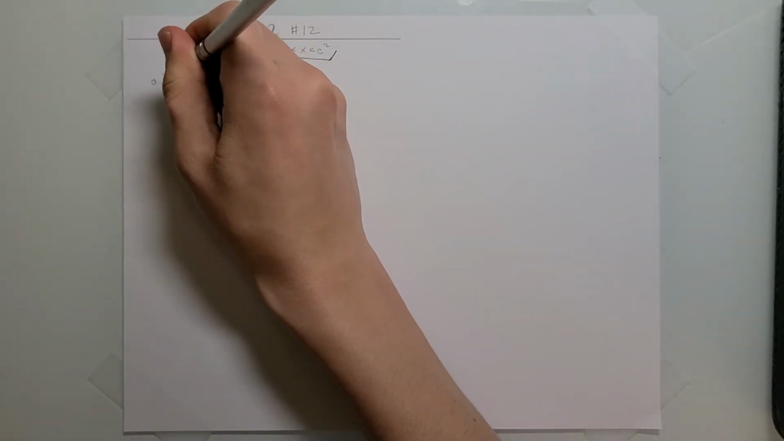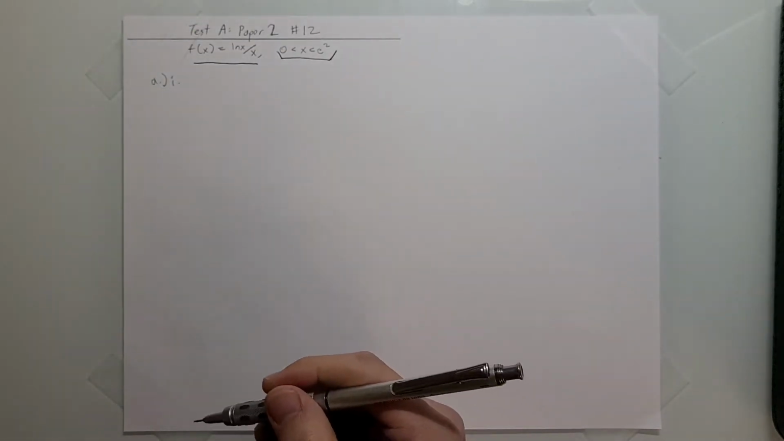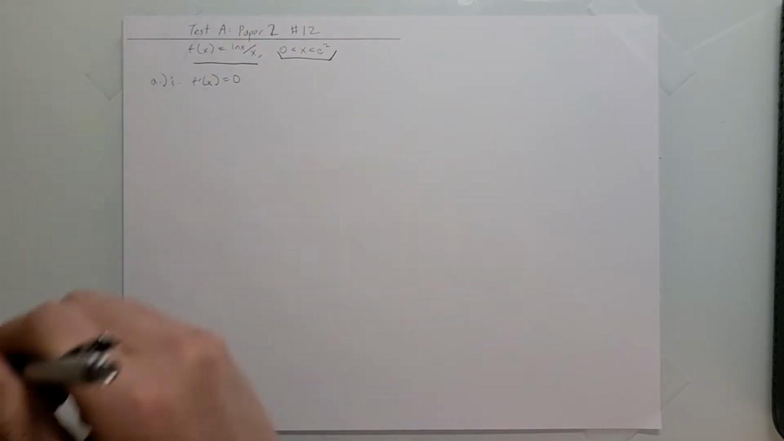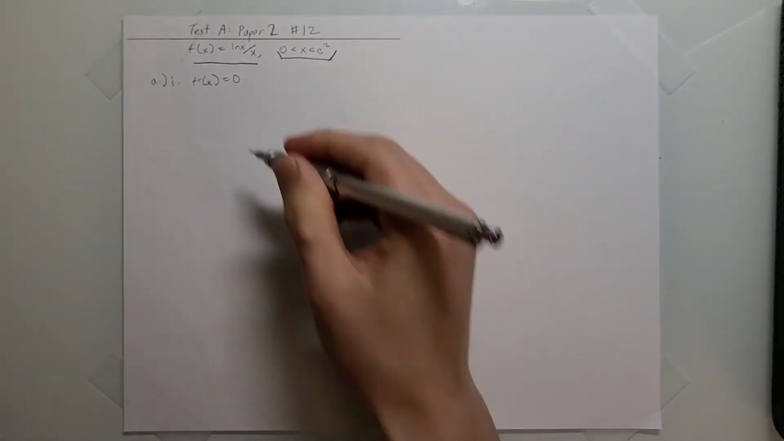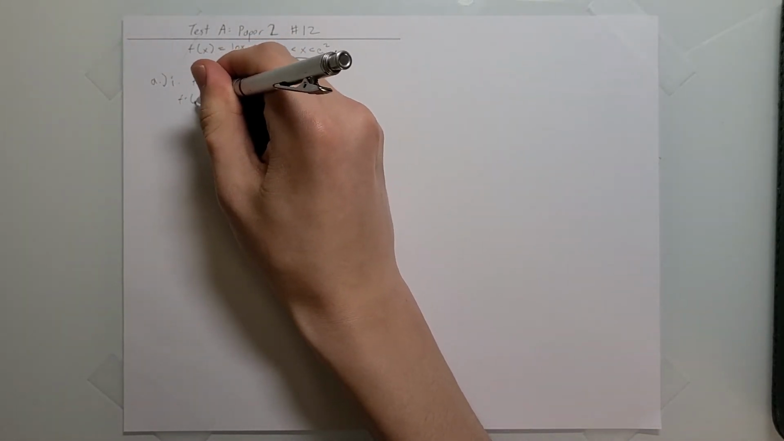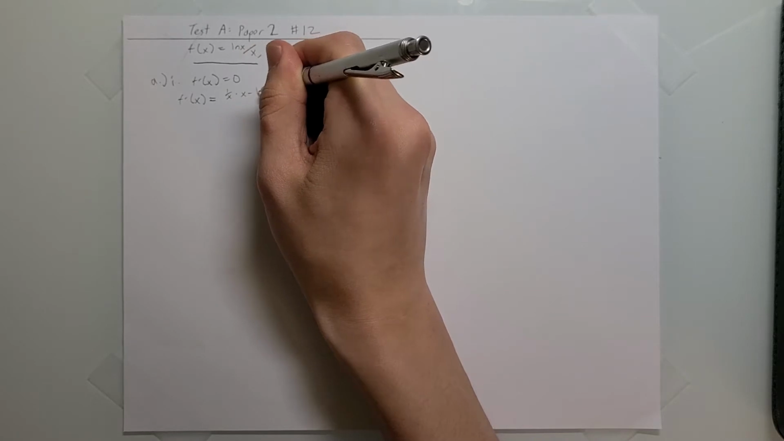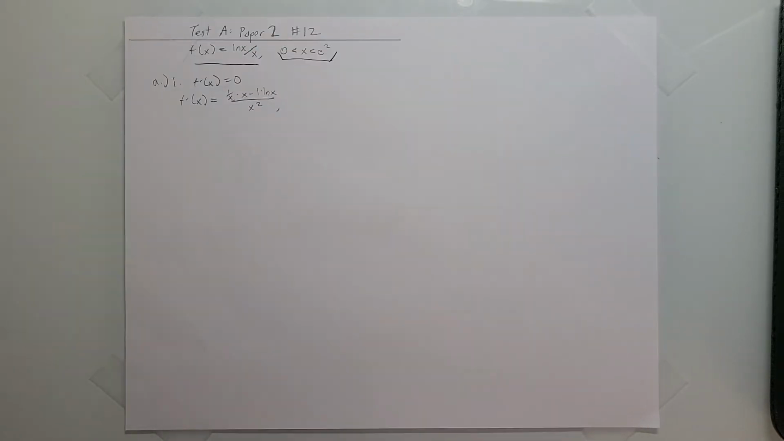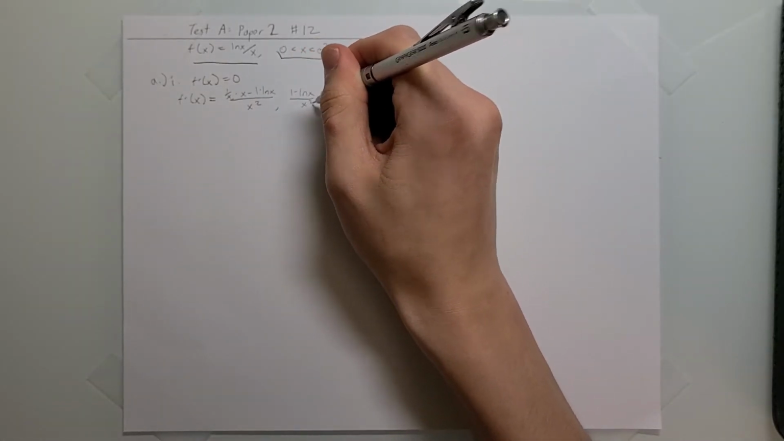Part A says solve the equation f prime of x equals 0. So what the question wants us to do is find at what points the derivative of this function is equal to 0. Well, we know that the derivative of the function is 1 over x times x minus 1 times ln x over x squared. And this tells us that 1 minus ln x over x squared is going to be f prime of x.